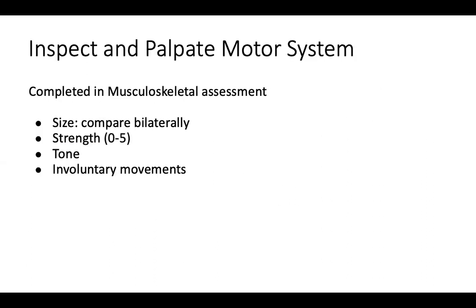Okay, so the next section is to inspect and palpate the motor system. Some things you want to look at are size, strength, tone, and any involuntary movements. We talked a little bit in the musculoskeletal section about strength, and you're grading strength 0 to 5. 5 is full strength. When we're looking at size, you want to compare the right with the left. If one muscle group, let's say somebody's right bicep is a lot bigger than their left bicep, you would want to note that. That would be abnormal.